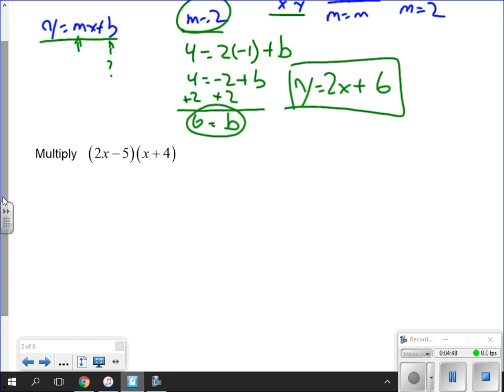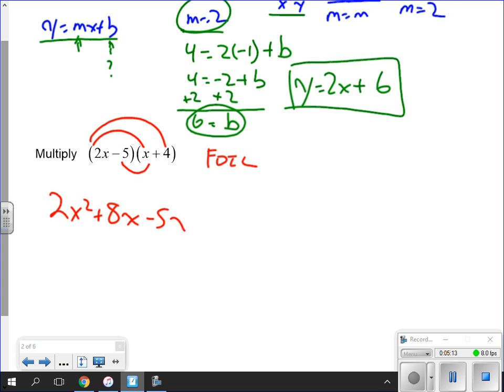Multiply 2x minus 5 times x plus 4. If I were to do this one, I would use FOIL. First terms: 2x times x gives me 2x squared. O for the outside terms, or outer terms: 2x times 4 gives me 8x.